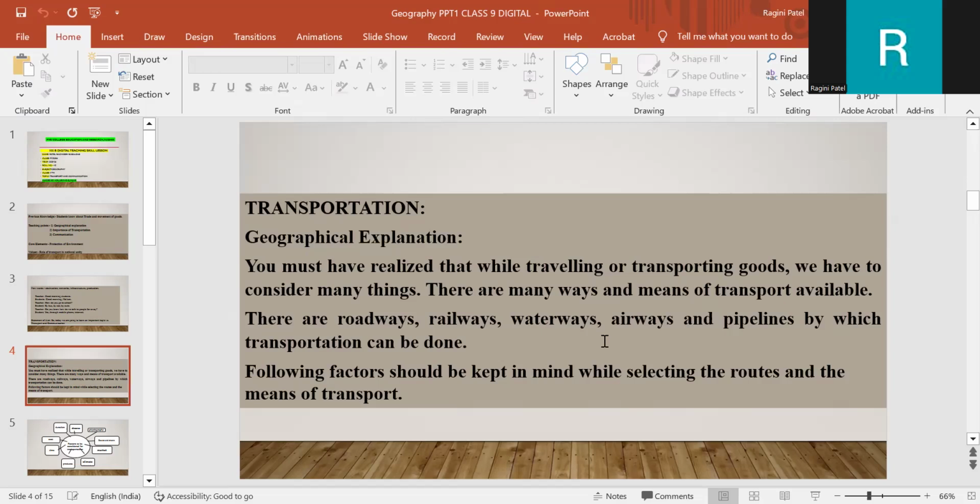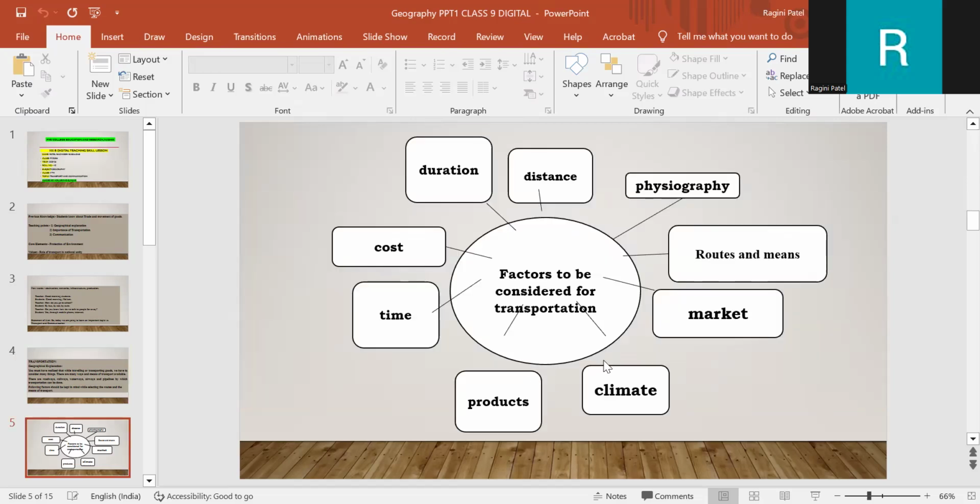Transport means the movement of people, animals, and goods from one place to another. In geography, transport is important because it connects resources, production centers, markets, and consumers. There are different means of transport such as roadway, railway, waterway, airway, pipelines. Each means is selected according to the situation and requirement. Next page. These are the factors affecting transportation.